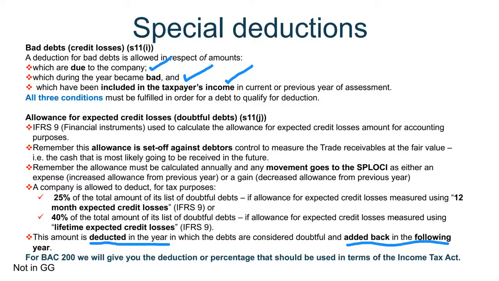So the first thing is you need to eliminate that effect. The next thing you need to do is you're then going to claim the deduction at 25% or 40% or whatever you see in the question. So there's three things that you need to do. You need to eliminate the effect of the allowance on accounting profit. You then need to deduct the closing balance, and you're then going to add back the opening balance at the relevant percentages. Now we're going to do an example that hopefully makes it a bit easier to understand.